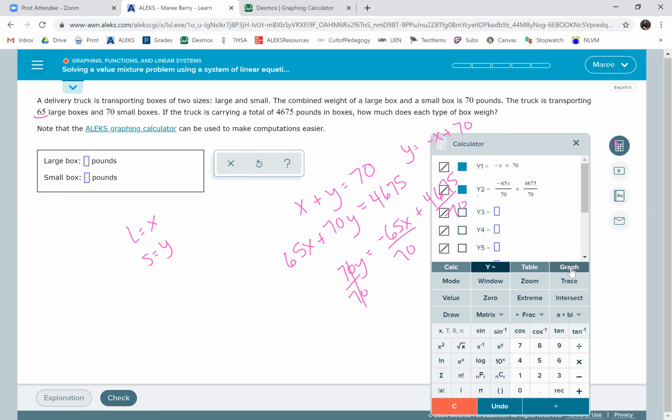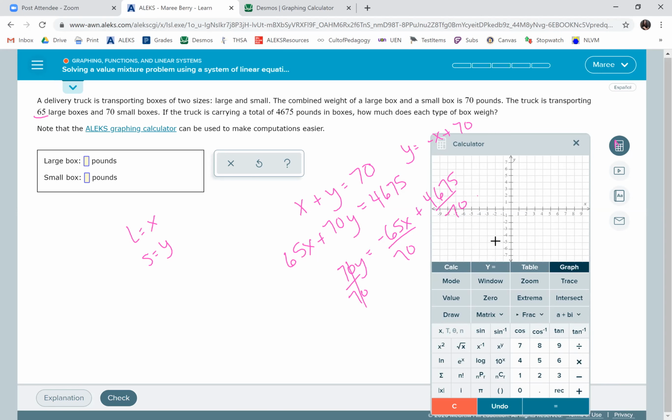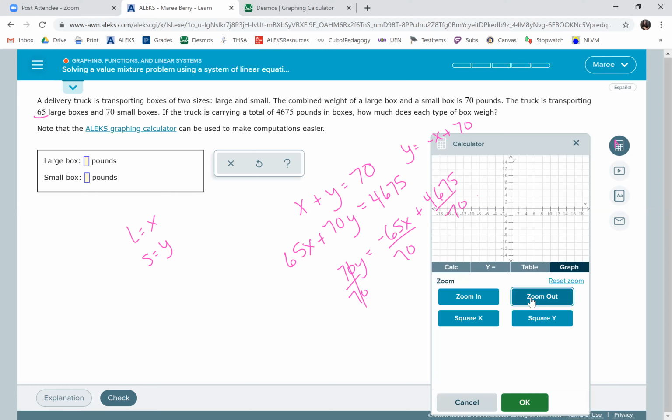Then when I graph, I want to find where they intersect, but I can't see anything, so I'm going to zoom out. I just want to see where they are. Keep clicking this, so we want to see where they intersect. Let's see if we zoom in. Okay, so that zooms in on the X axis. We can't pick up the screen and move it. So it looks like it's going to be about 40, 32.